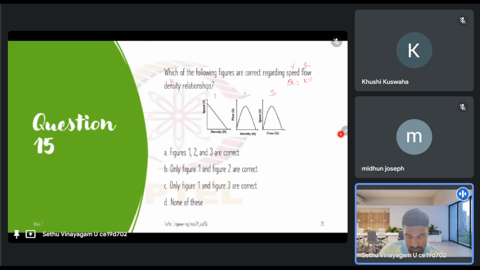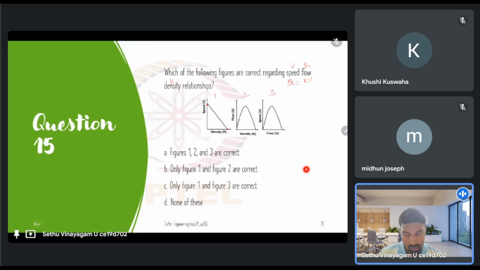If you look at it, the first figure is the relationship between speed and density. We are looking at two variables at a time: how speed varies with density. At low density, which means free flow conditions, there are not many vehicles on the road, so you will experience a higher speed. At higher densities, your speed will keep on reducing, and when you reach the jam conditions, none of the vehicles will be moving and your speed will drop to zero. Therefore, this relationship between speed and density is correct.